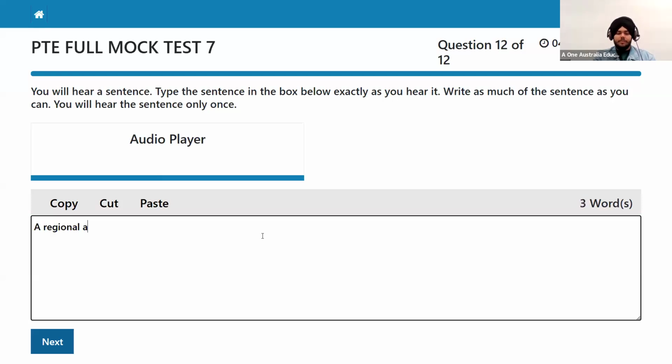So a regional assembly was moved to the dissolution of power, to the dissolution. Now, if I'm not sure, dissolution of power.